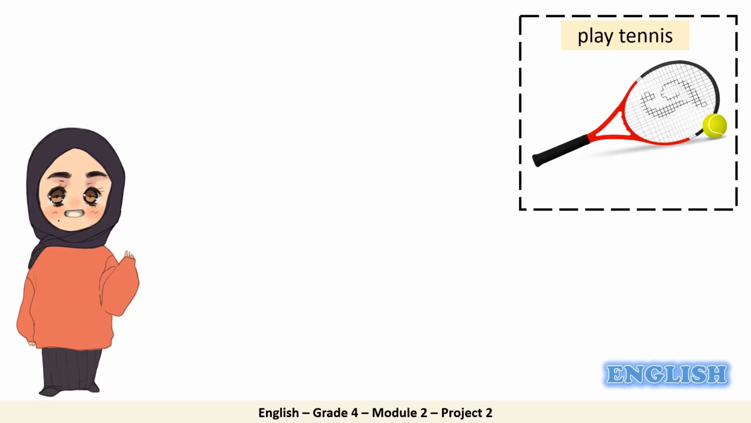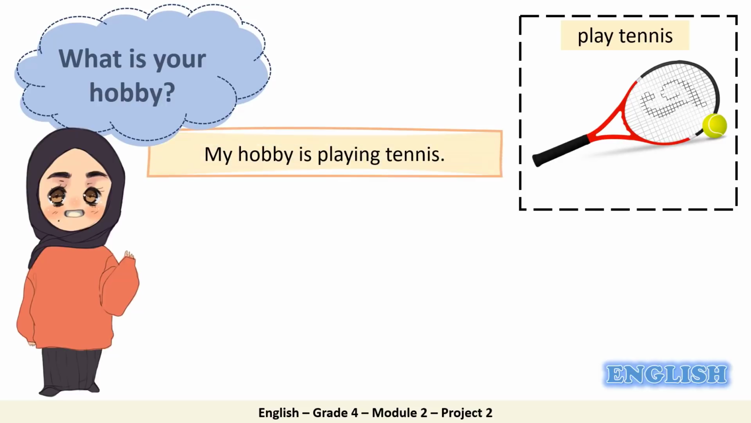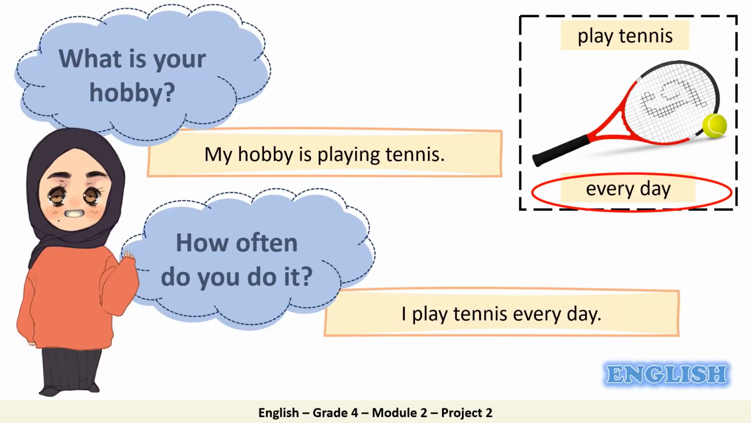Let's continue with the questions. What is your hobby? Look at the picture and answer. My hobby is playing tennis. Excellent. Now the next question. How often do you do it? Look under the picture. It's mentioned every day. So you would say, I play tennis every day.